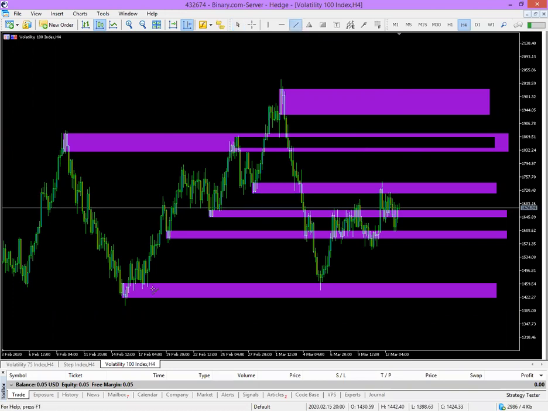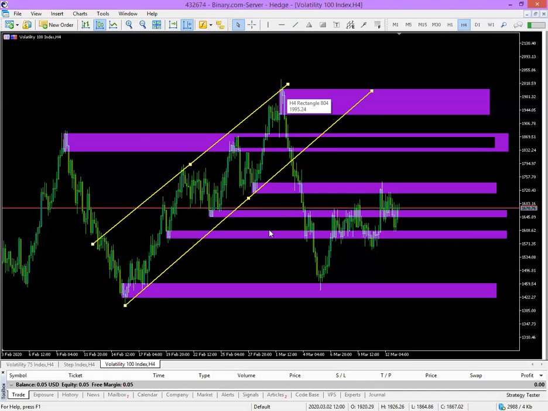So here we had an ascending trend line, or you can call it a channel. So this trend line was broken to the downside, and then they tested this other block here, and then they went back up. By the time they were going up, they violated this trend line, they came down to this other block.